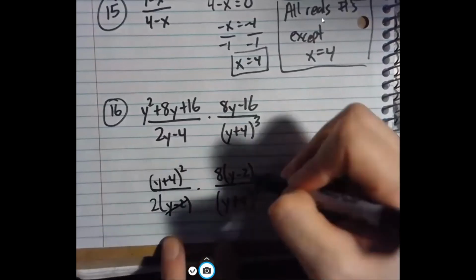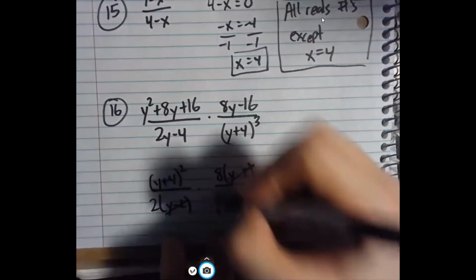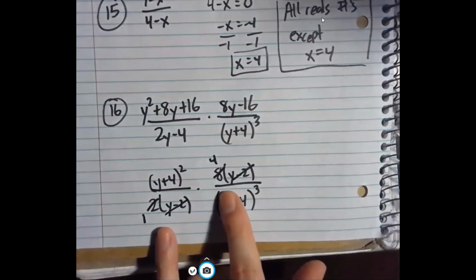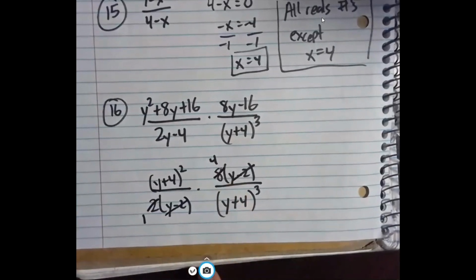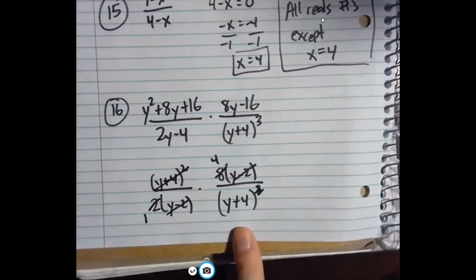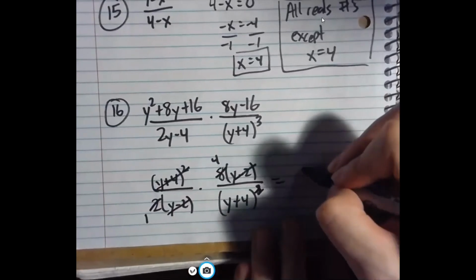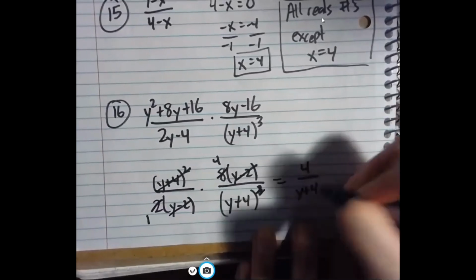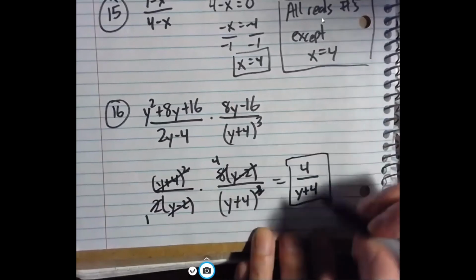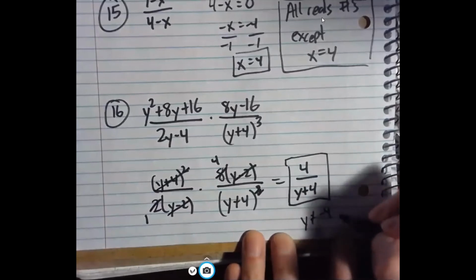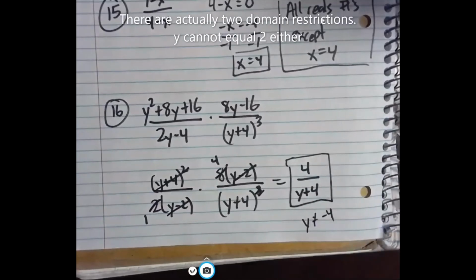And then we can see we got a bunch of stuff to cancel out here. Those y minus 2's are gone. This 8 and this 2, you can divide both of those by 2. So we have a 4 and a 1 there. And these are all gone. And there's a 1 left down here. So our final answer will be, we have a 4 on top. Just multiply straight across your numerators. Multiply straight across your denominators. One domain restriction, y is not allowed to equal negative 4 here. So 4 over y plus 4, y is not allowed to equal negative 4.